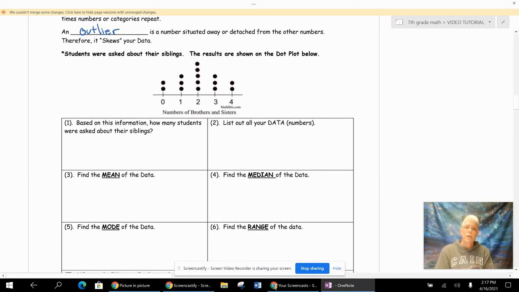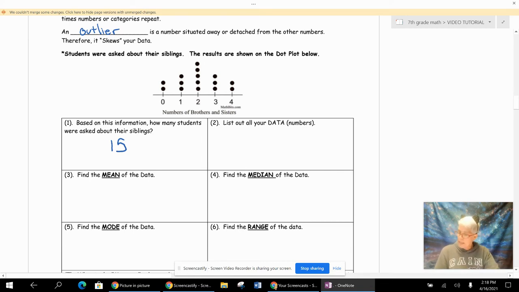Okay, so we're going to read this dot plot. This dot plot is about a number of brothers and sisters. So these kids in class, they're saying, okay, if you have 0 brothers and sisters, raise your hand. And according to this dot plot, 2 people raised their hand. And then they said, if you have 1 brother or sister, raise your hand. And according to this dot plot, 3 people raised their hand. So question number 1 says, how many students were asked about their siblings? Well, it's easy to find out. We just count all the dots. So I've already done that for you. So there are 15 students in the class.